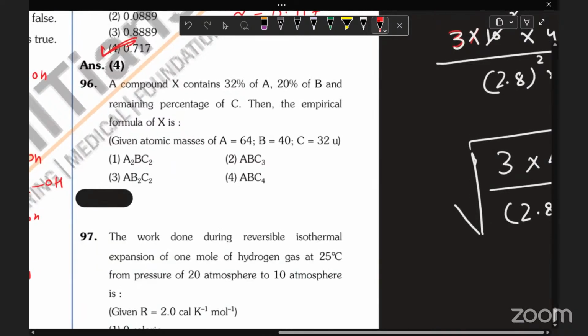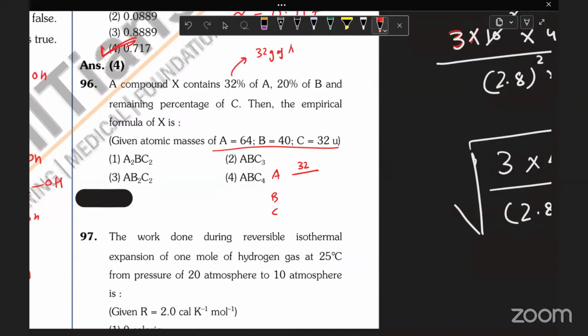A compound X contains, next question from empirical formula, a simpler question, 32% of A, 20% of B, and remaining percentage of C. Empirical formula for X has to be calculated. Atomic masses of A, B, and C are given. So that's very simple. If I do it for A, B, C, the ratio will be what? For A, I'll read 32% as 32 gram of A in the total mass of the compound, right? So given mass of A will be 32 and the molar mass is 64. The ratio comes out to be 1/2.